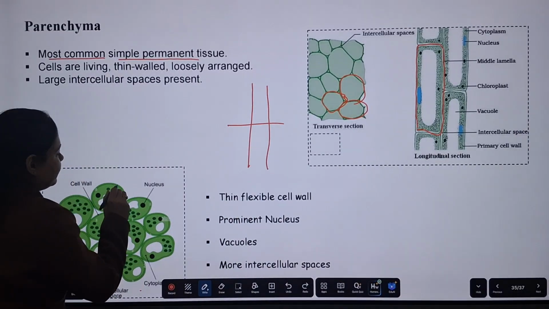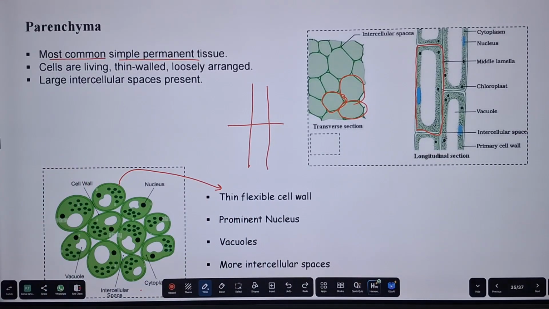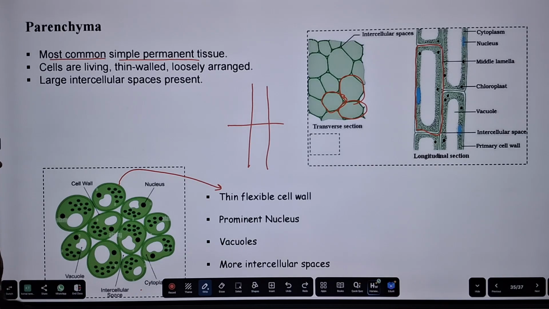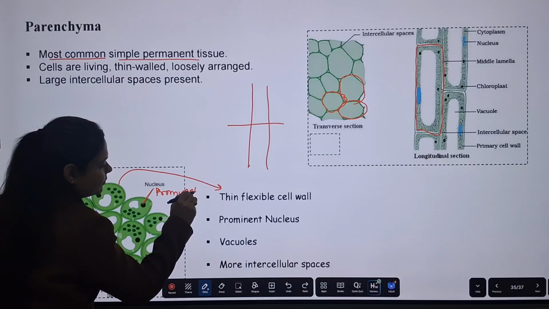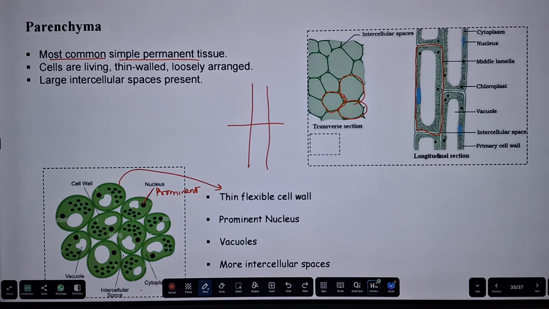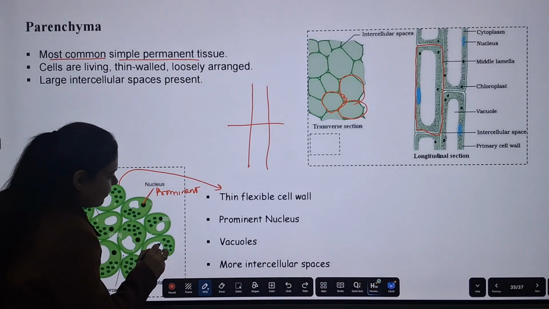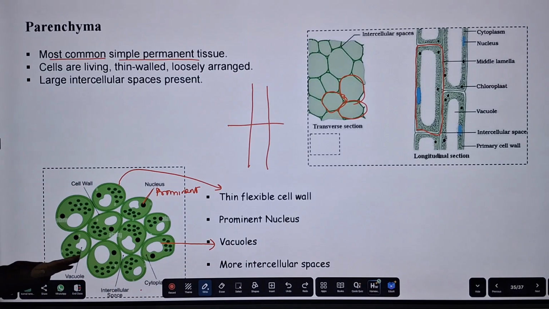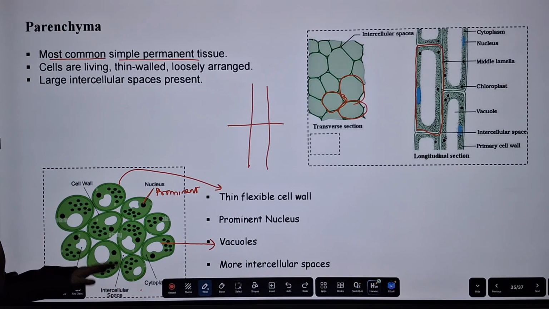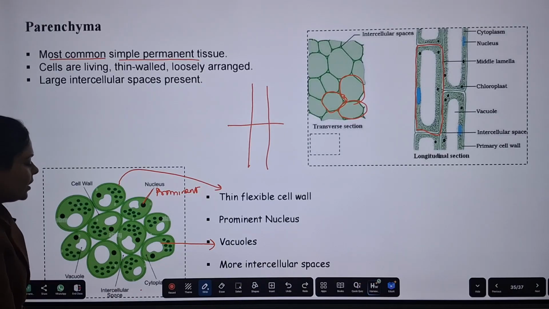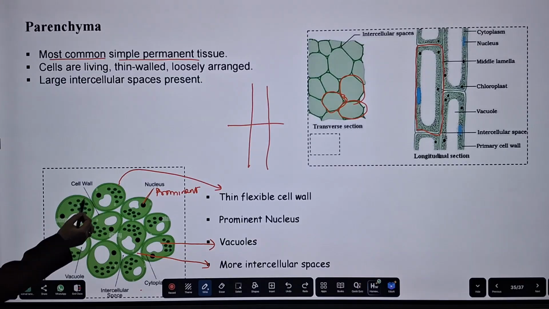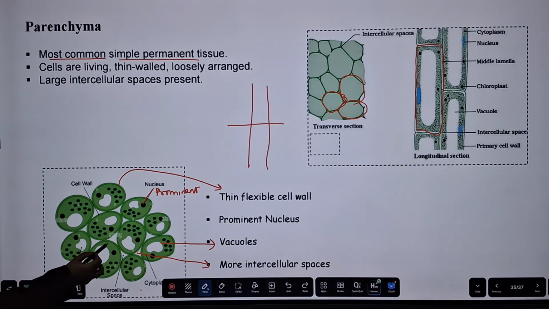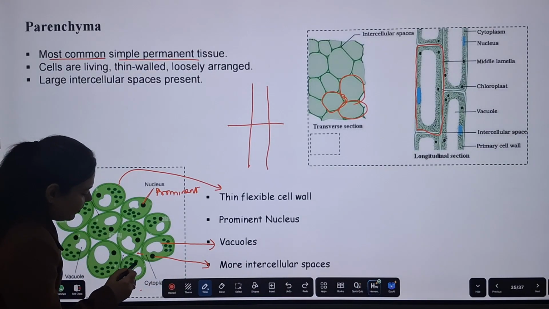Let's see some of the properties of parenchyma cells. These cells have a thin flexible cell wall, just like meristematic cells. Prominent nucleus is present. Then these cells have vacuoles in them, which were not in meristematic cells. They have large vacuoles present in the center. These cells have intercellular spaces between the cells. These are simple parenchymatous cells, and you see intercellular spaces between the cells. They also have dense cytoplasm in them.